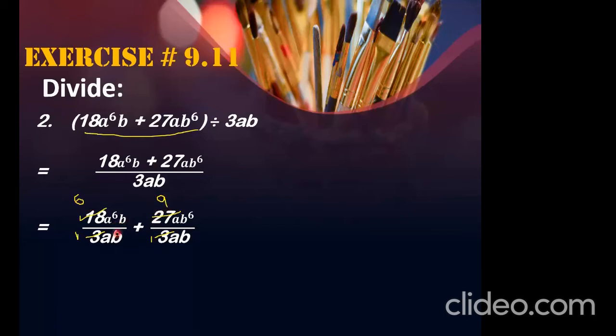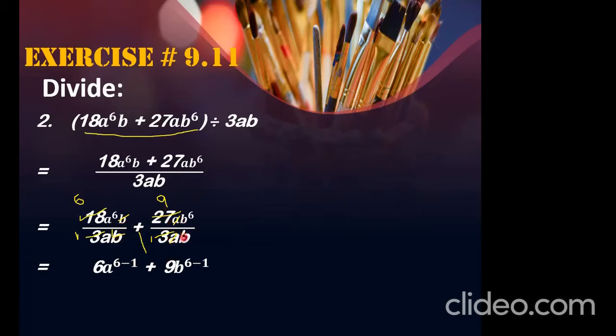Now as you can see, b and b, same variables, so they will be cancelled. Here you have a and a, same variables, so they will also be cancelled here. So what will you write here? b is cancelled, so only 6 is left, and a, same variable, you will write a, and then 6 minus 1, since it has power 1. We already cancelled. Then the sign of addition, then the coefficient, that is 9.